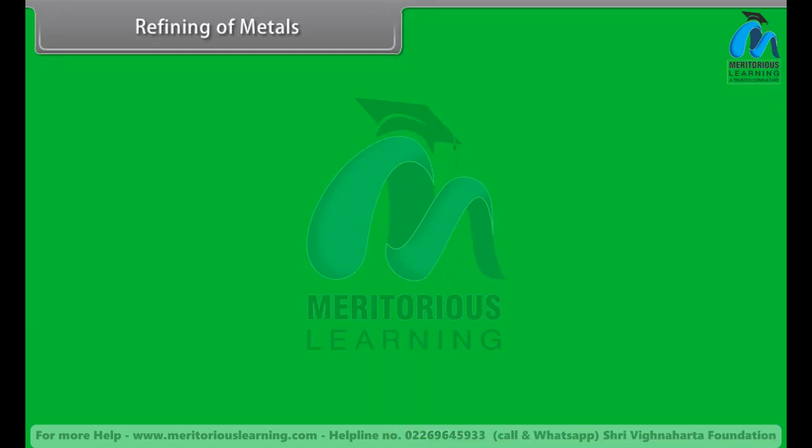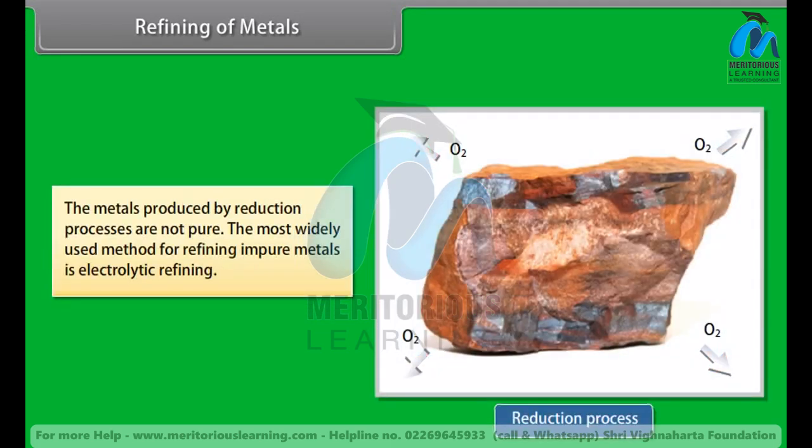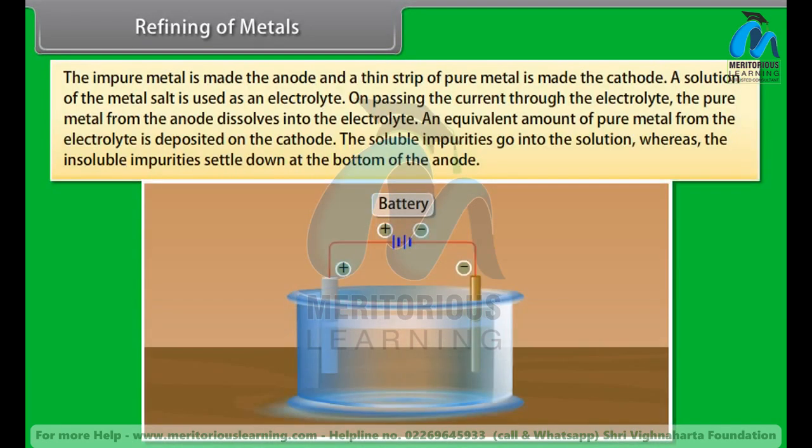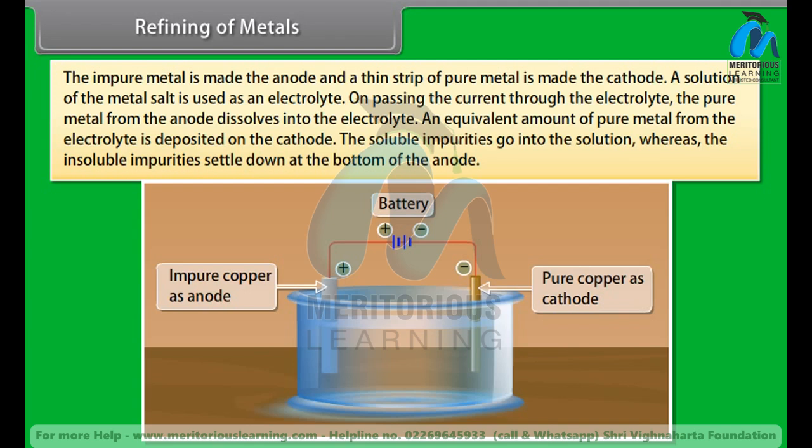Refining of metals. The metals produced by reduction processes are not pure. They still contain impurities, which must be removed to obtain pure metals. The most widely used method for refining impure metals is electrolytic refining. Many metals are refined electrolytically. The impure metal is made the anode and a thin strip of pure metal is made the cathode. A solution of the metal salt is used as an electrolyte.